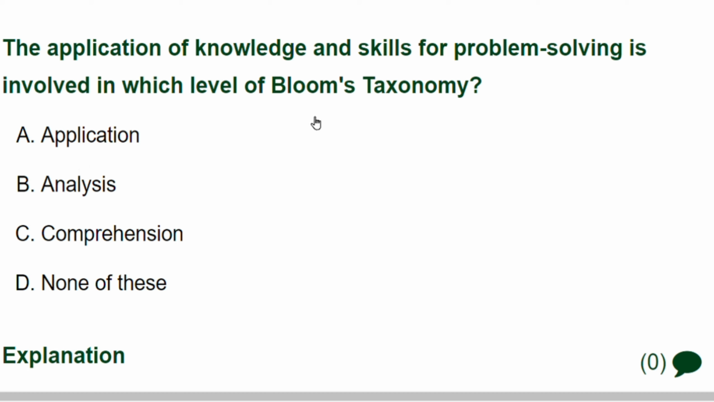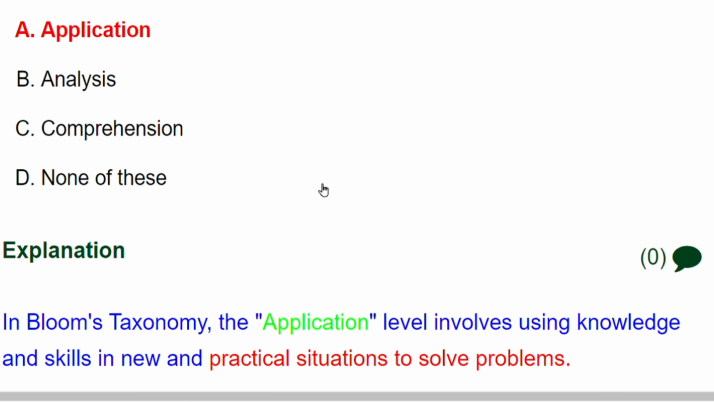The application of knowledge and skills for problem solving is involved in which level of Bloom's taxonomy? Application. In Bloom's taxonomy, the application level involves using knowledge and skills in new and practical situations to solve problems.